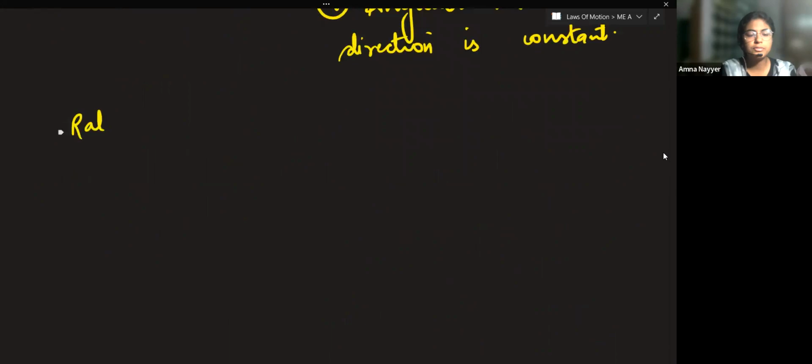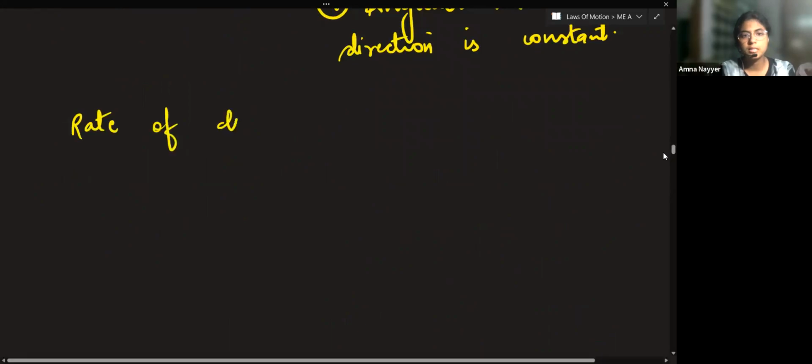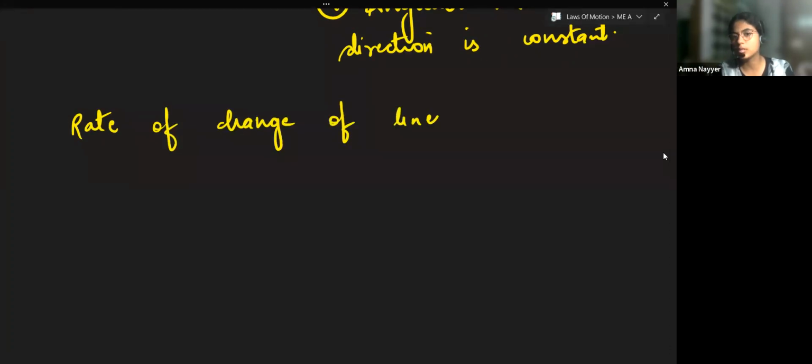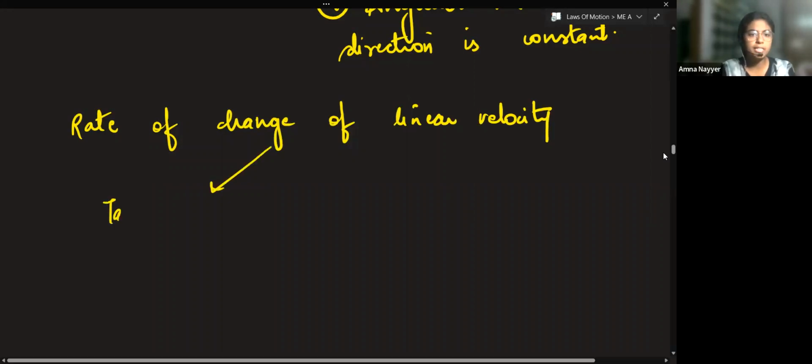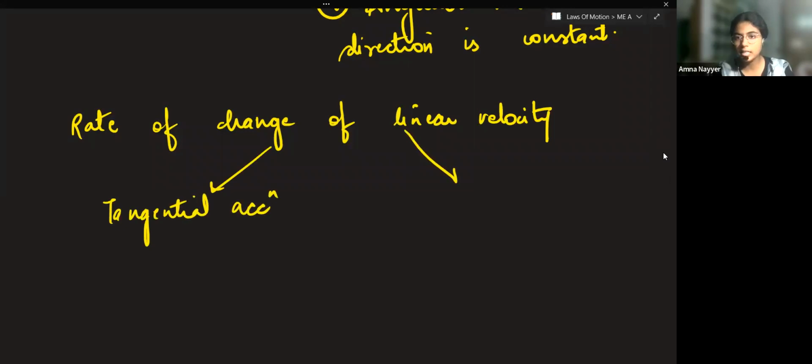Rate of change of linear velocity. Linear velocity is the velocity that we've been studying in motion in a straight line. One you have as tangential acceleration. The other you have as centripetal acceleration. Now the centripetal acceleration is very important.